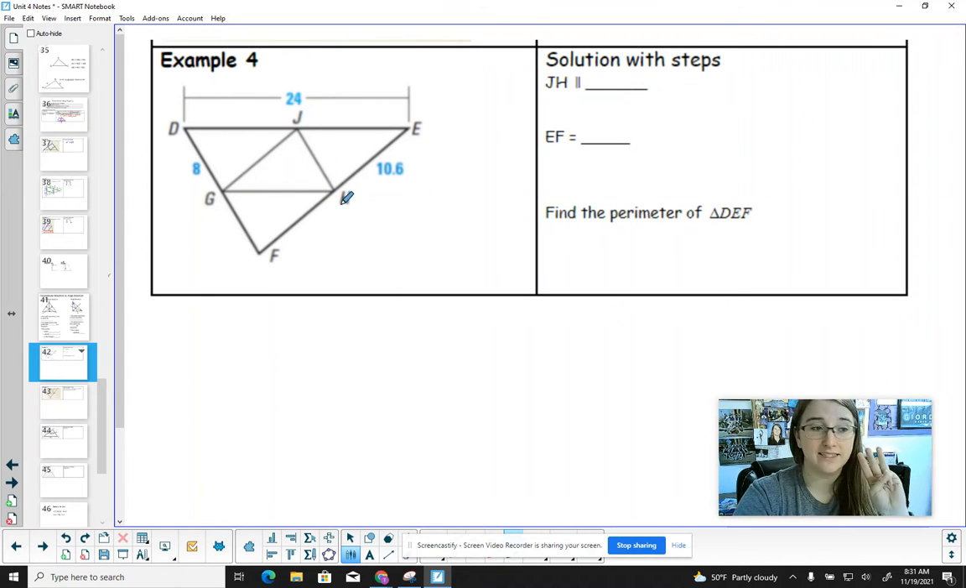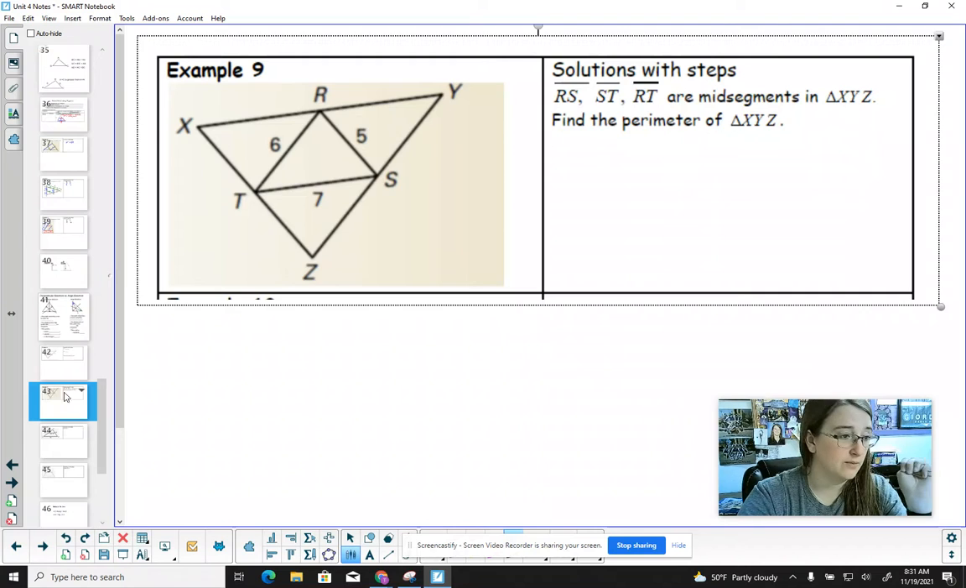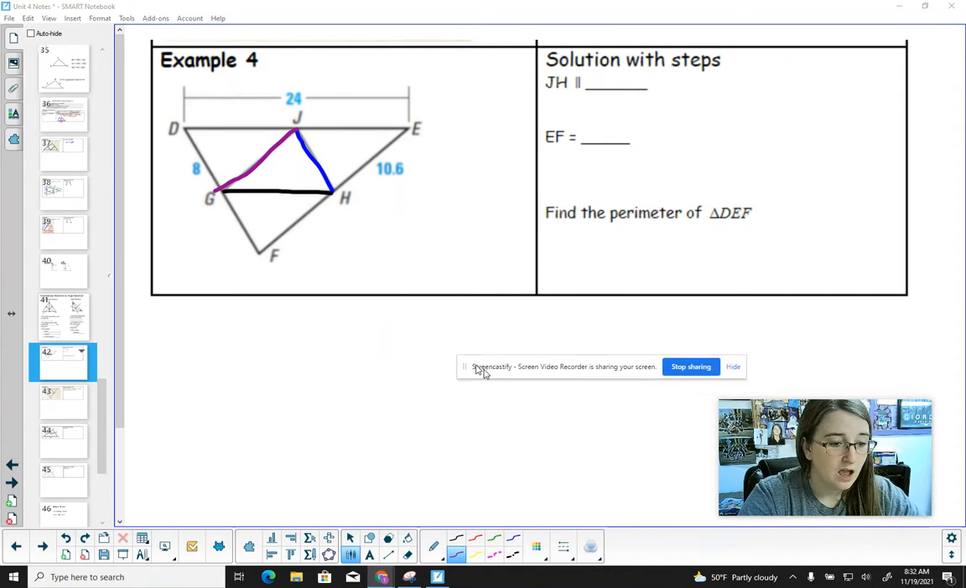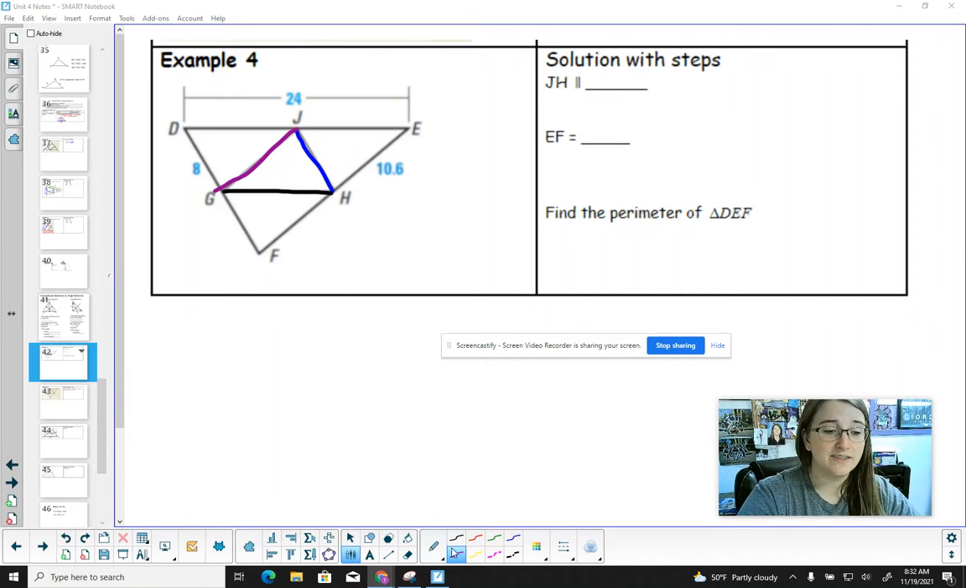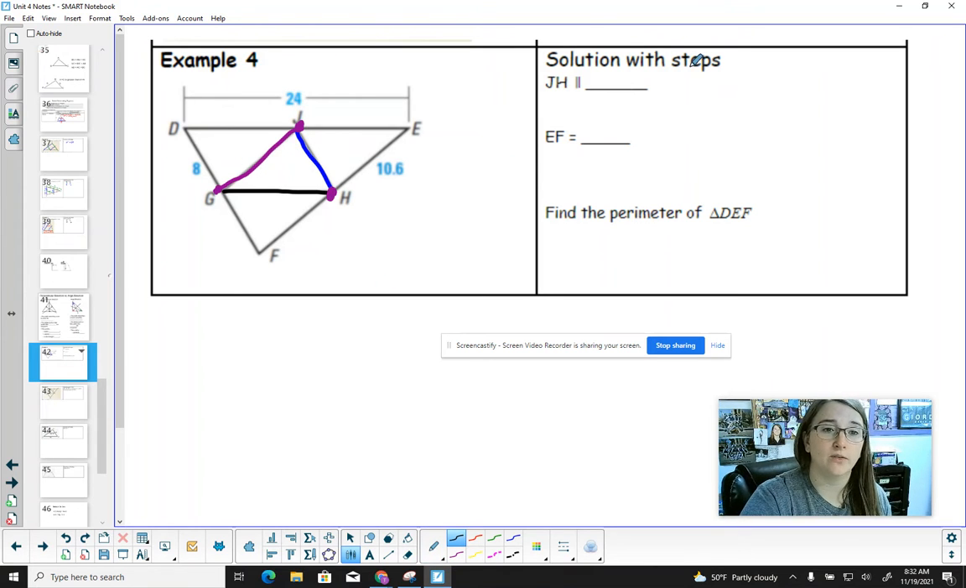We've got 3 mid-segments drawn here. In that picture, you only saw 1 mid-segment, but we can actually draw 3 mid-segments. Example 4. So this is a mid-segment, this is a mid-segment, and this is a mid-segment. Again, these connect the midpoints of each side. So this is the middle of this side, this is the middle of this side, this is the middle of this side. So knowing that, let's go ahead and fill in the information we can figure out before looking at what they're asking us to find.